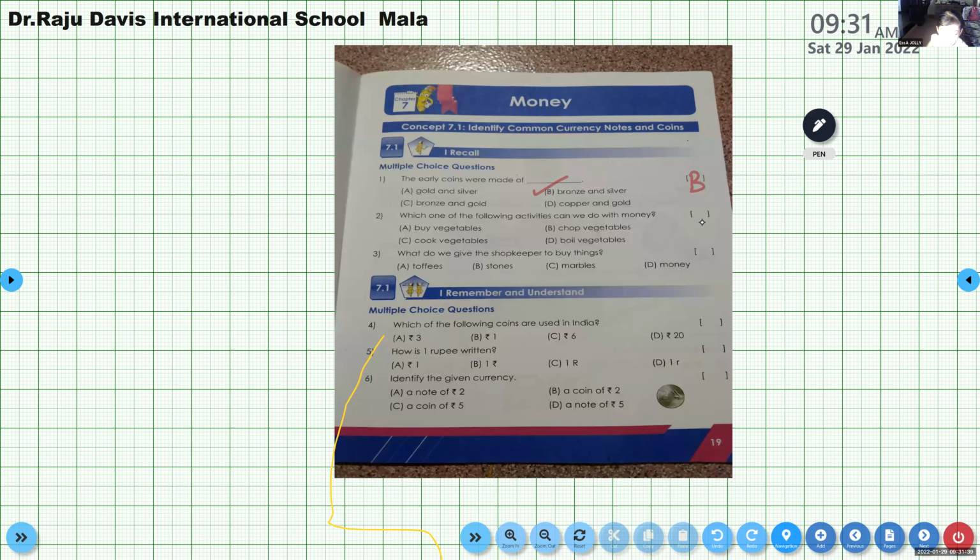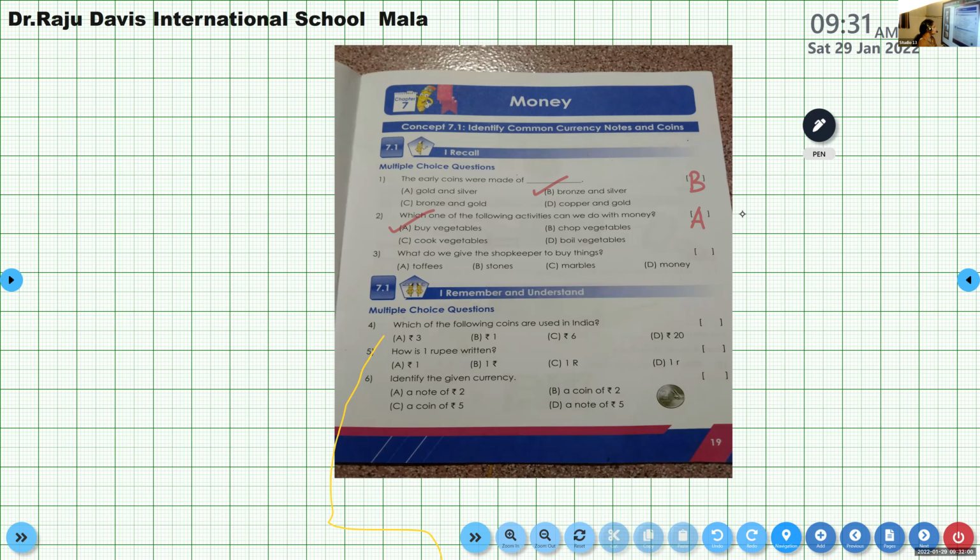Ma'am, someone is drawing on the screen. Like an L shape. Now we can move to number three. I will call out the name and they will give me the answer. Please be quiet.